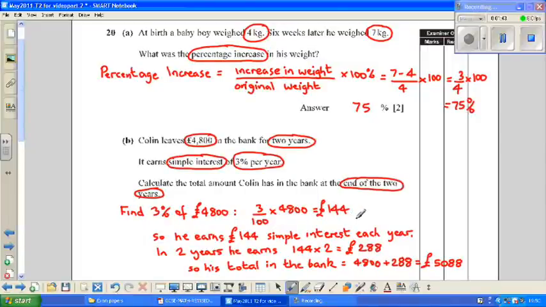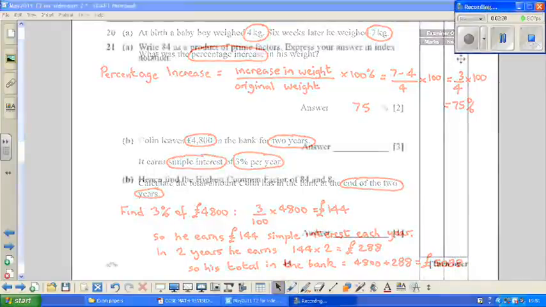If you key that into your calculator, 3 divided by 100 times 4800, you get 144 pounds. He earns 144 pounds simple interest each year. In 2 years he earns twice that amount. That's what simple interest means. You just multiply the amount in 1 year by 2 for 2 years, or whatever the number of years is. So in 2 years he earns £288, but you have to add that on to his original amount of money to get the total he has at the end of 2 years. 4800 plus 288 is 5088.